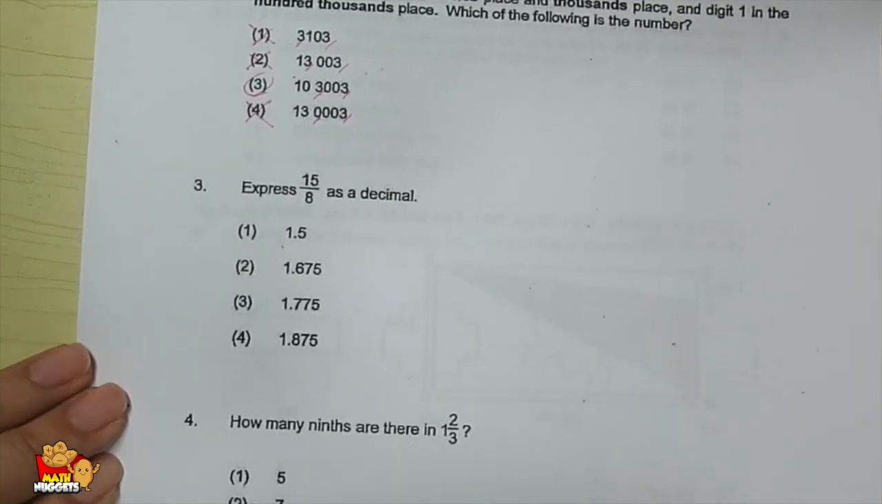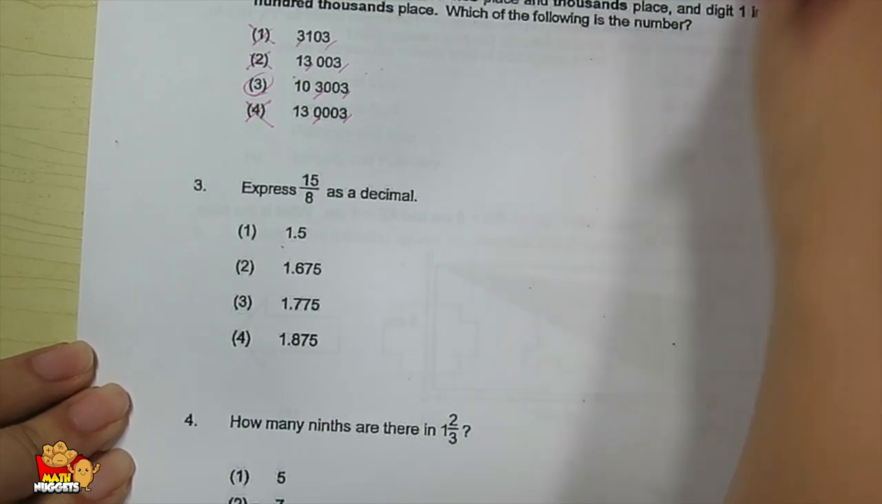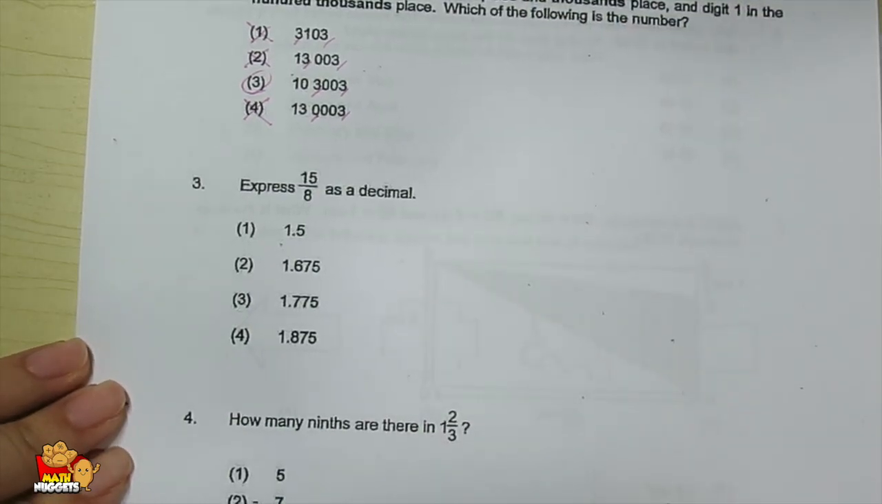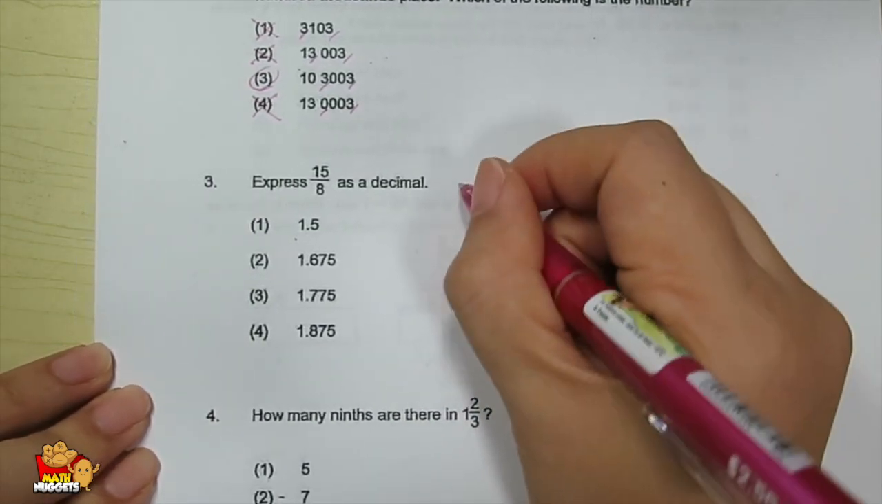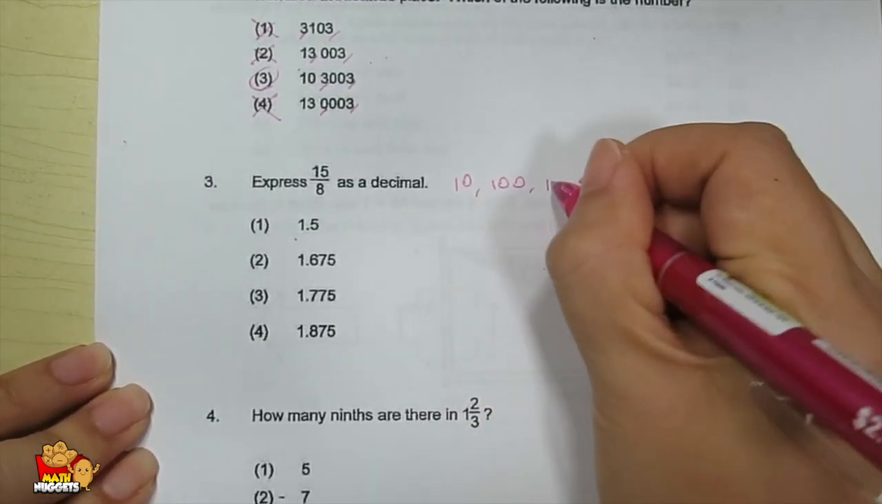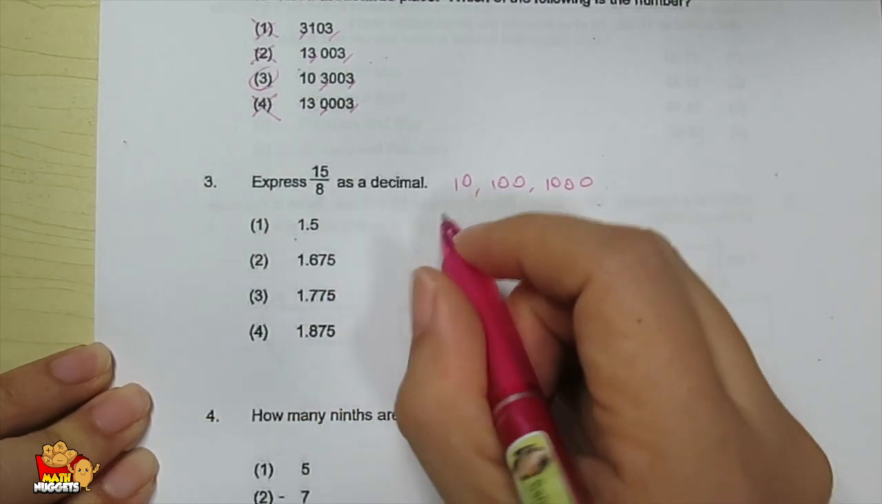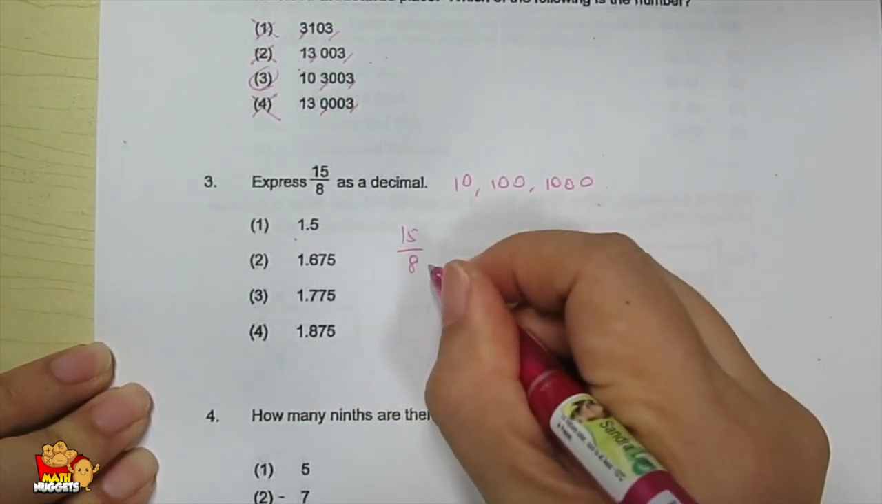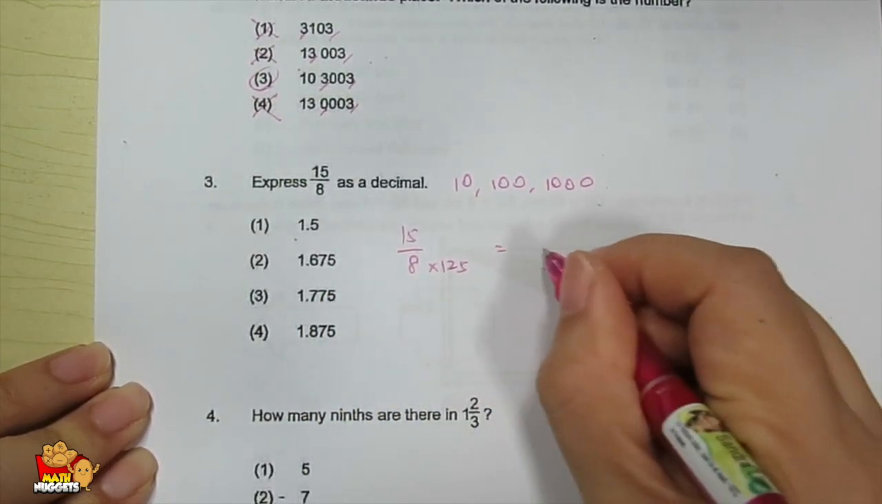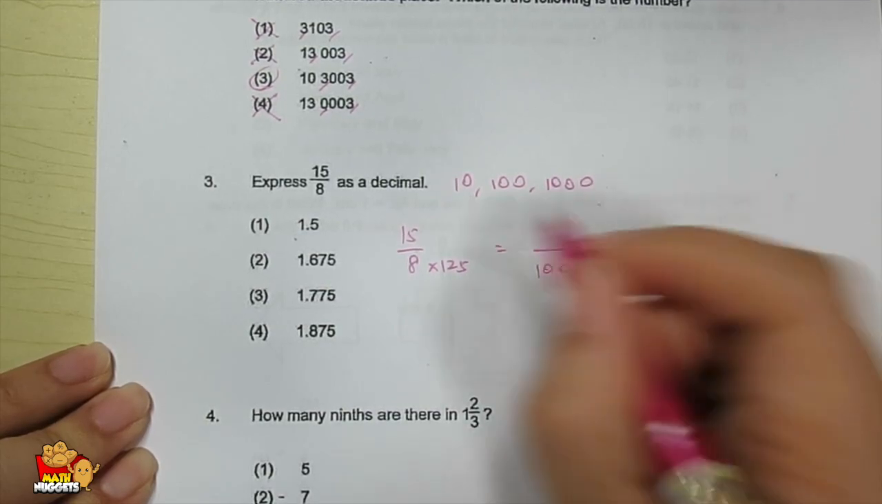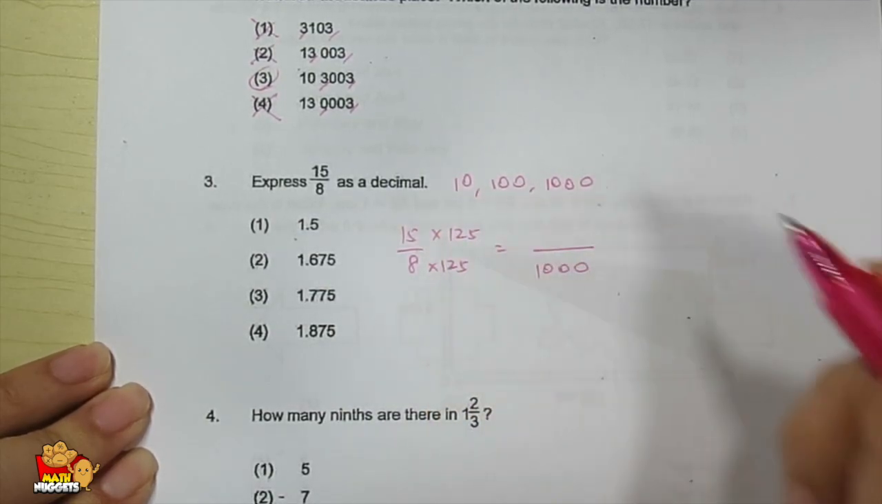Question 3, express 15 out of 8 as a decimal. When we want to express a fraction as a decimal, we change the denominator, if we can, to 10, 100 or 1,000. So in this case, 8 times 125 gives us 1,000. So I'm going to take 15 times 125.